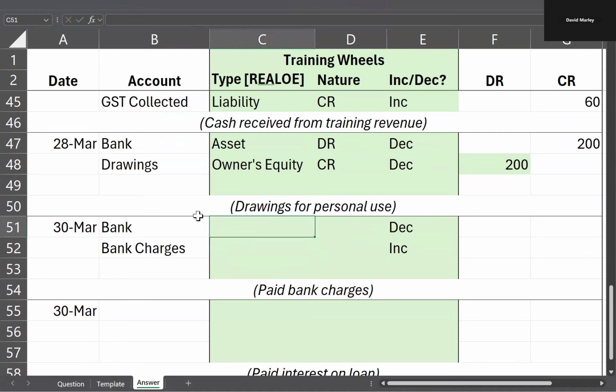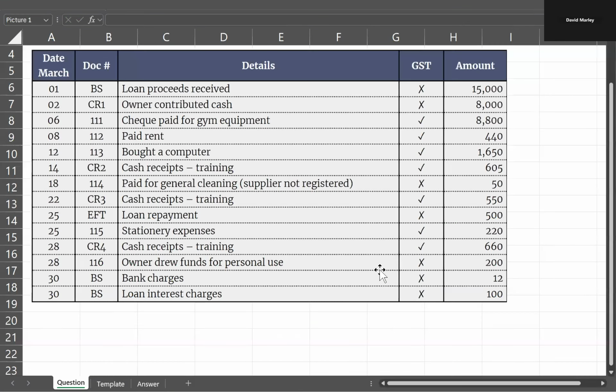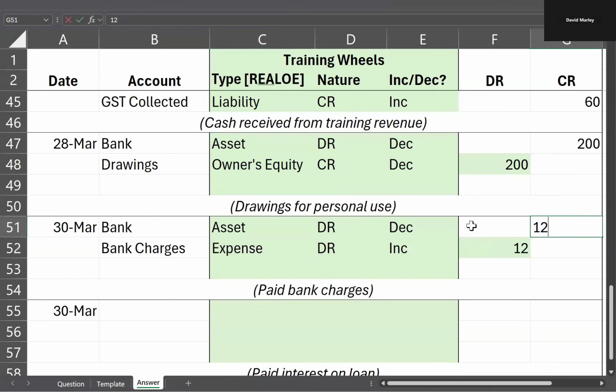Bank is always an asset. Done that one a lot now. Bank charges are a cost of doing business. And yeah, they're an expense. They're not something that we're going to get value from in the future, like a car. So expense. Assets and expenses are both debit in nature. So when something is increasing, I'll do the same. But when it's decreasing, I'll do the opposite. And then I can just put in the figure.